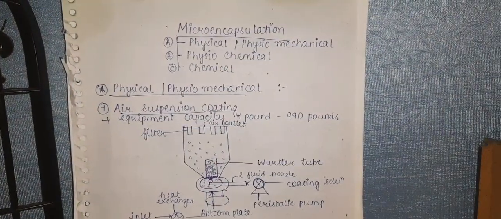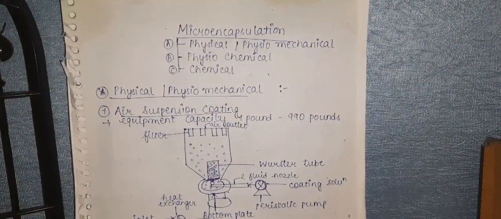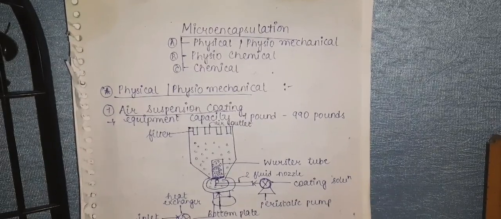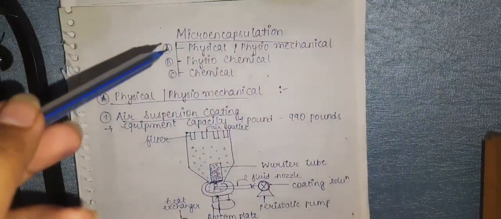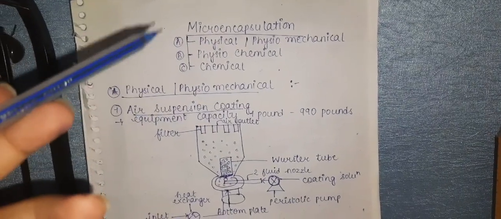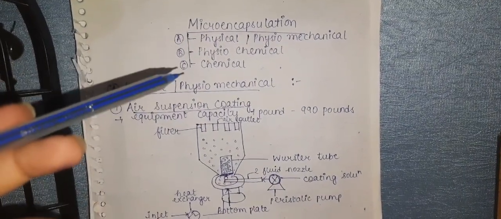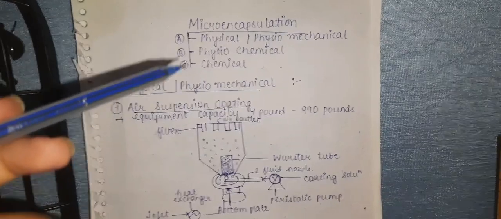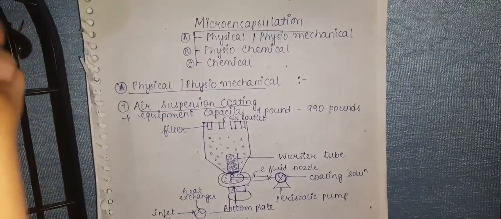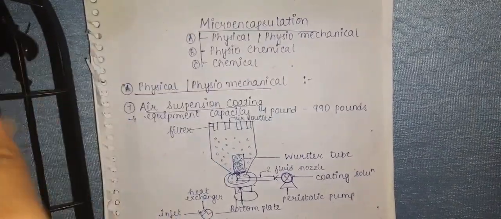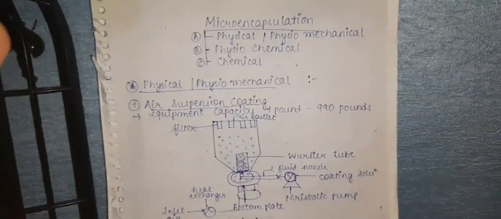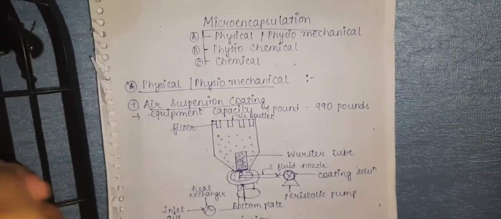Okay, so in the previous video, we learned about microencapsulation. Microencapsulation is basically divided into three parts. One is physical, another is physiochemical, and the third one is chemical. In this video, we are going to discuss the physical or physiomechanical microencapsulation. It has 5 types.